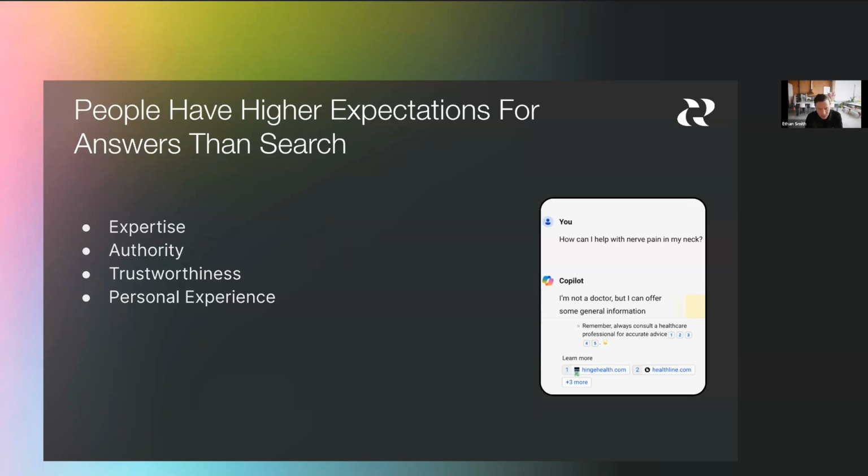And this is an interesting example with Copilot, where Copilot knows this is a really important question, and that a doctor should be speaking on this versus someone who's not a doctor. You'll see WebMD and the Cleveland Clinic as citations for that. So trustworthiness matters a lot more.